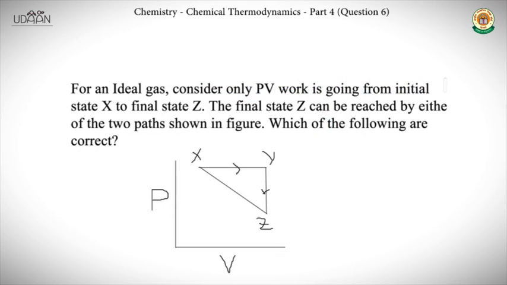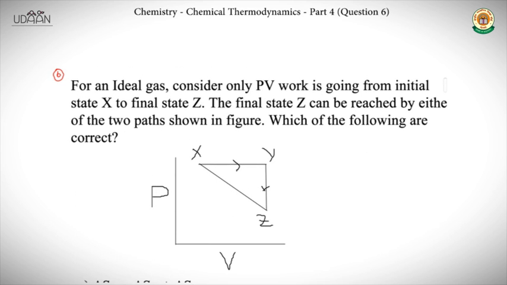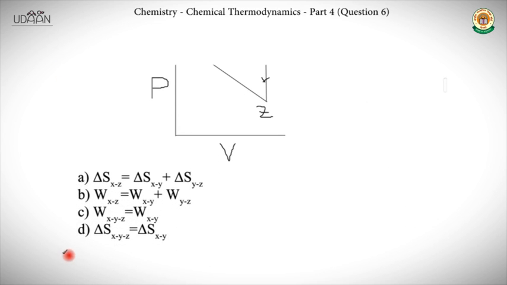Guys, it's time for us to take up question number 6. Question number 6 says, for an ideal gas, consider only PV work going from initial state X to final state Z. The final state Z can be reached by either of the two paths shown in this figure. Which of the following are correct? You have 4 options, and there can be more than one correct answer. While solving these kinds of questions, we need to analyze this graph and check the options.